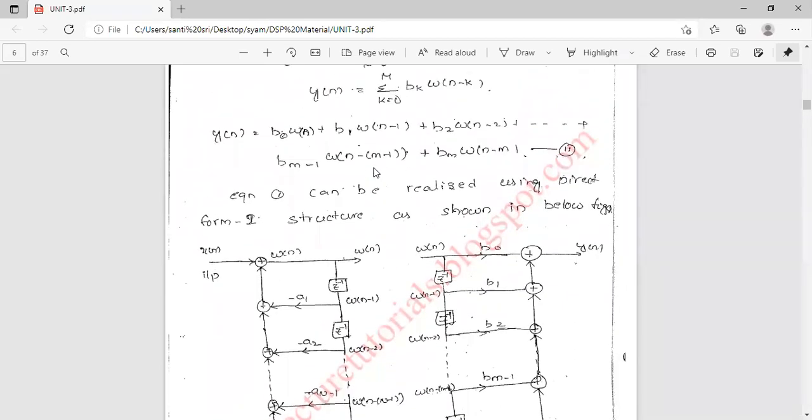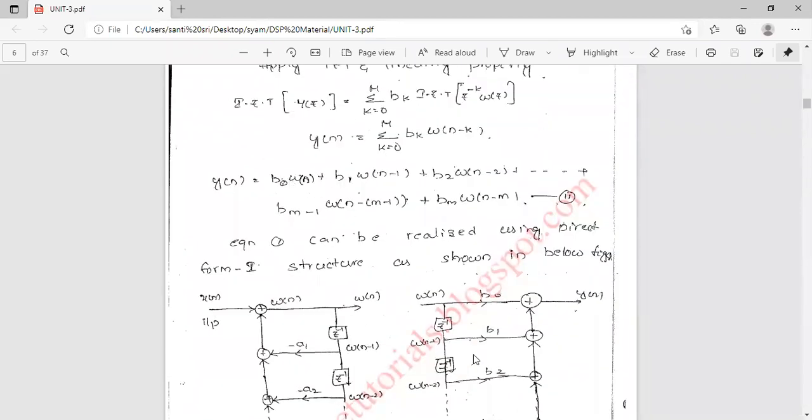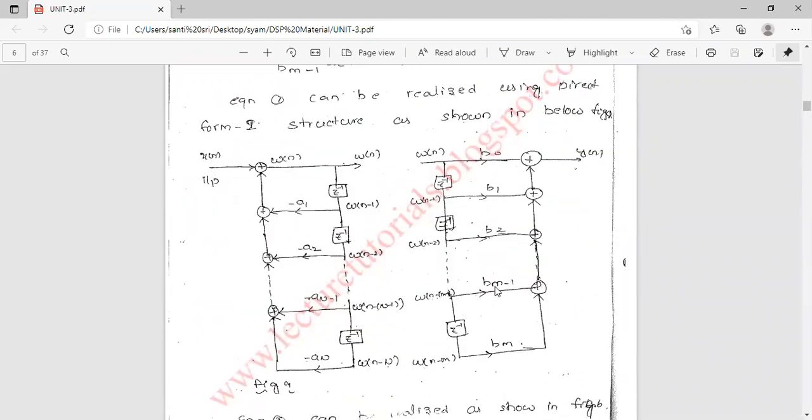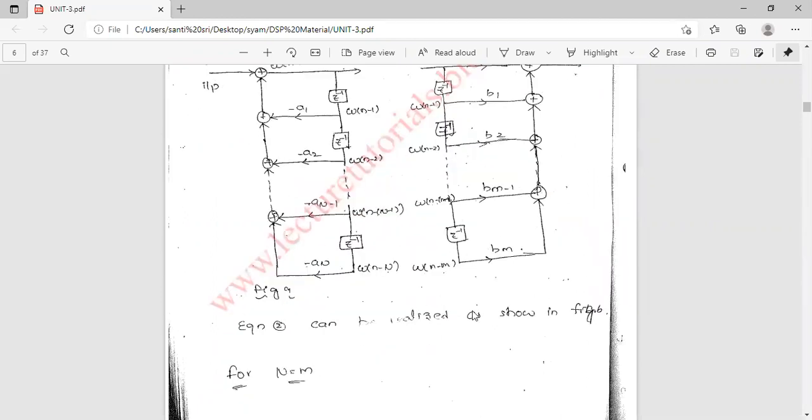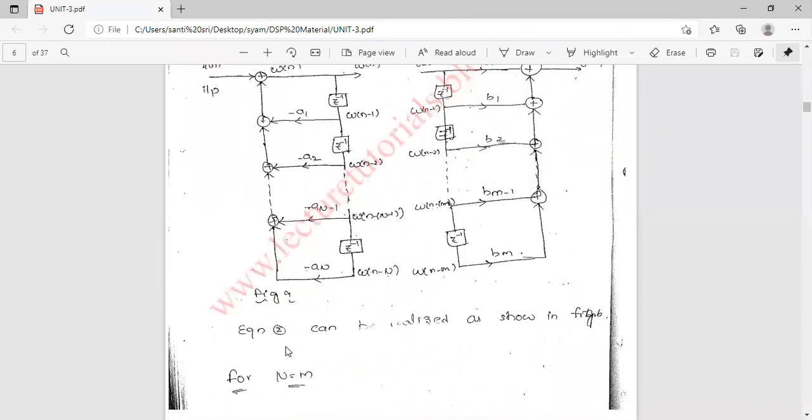B0 into w of n. This is y of n. Y of n equals b0 into w of n plus b1 into w of n minus 1 plus b2 into w of n minus 2 plus b m minus 1 into w of n minus m plus 1 plus b m into w of n minus m will give y of n, right? So equation number 2 can be realized as shown in the figure. This is y of n and this is x of n. This is the direct form 2 structure.